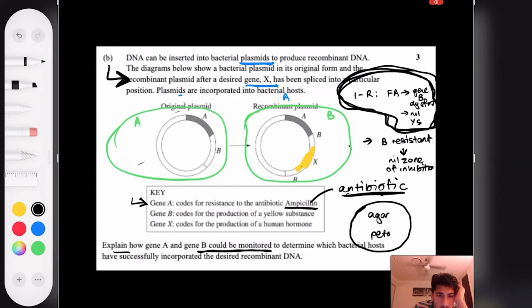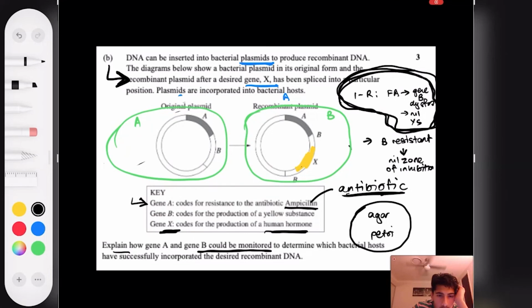Yes, that's it. All I wanted you all to say was swab the bacteria on a petri dish, incubate it at 37 degrees for 2 or 3 days, and after that, look at the macrocolonies. If they look yellow, you know that gene B is working, which means gene X was not put in. And if gene B is not working, well, congratulations, you are now making whatever hormone gene X codes for because it's correctly been inserted. Does that make sense to all of us?